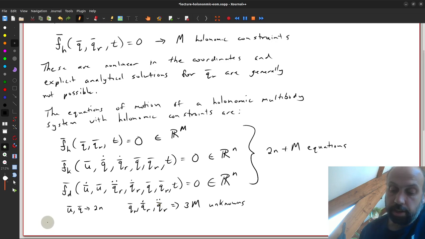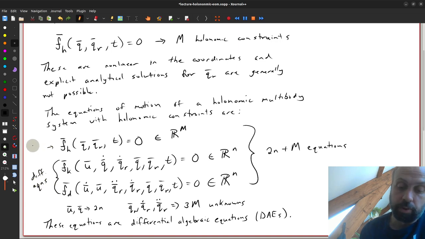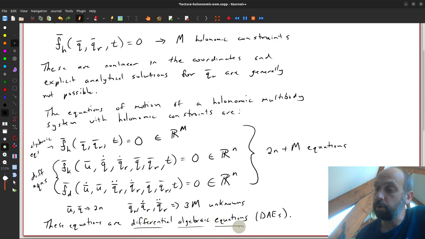Another key thing is that this set of equations now are not ordinary differential equations. They're more generally called differential algebraic equations, and we often abbreviate them as DAEs. These two equations are still differential equations, but this set of equations are the algebraic equations. We have no time derivatives present in that. So the total thing, differential algebraic equations, are a bit more difficult to deal with.